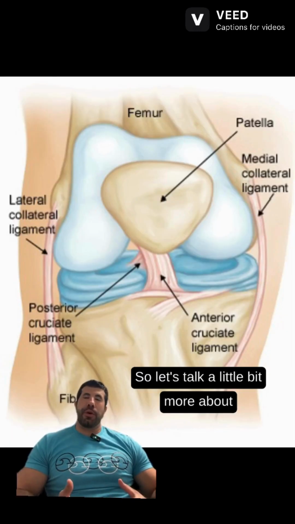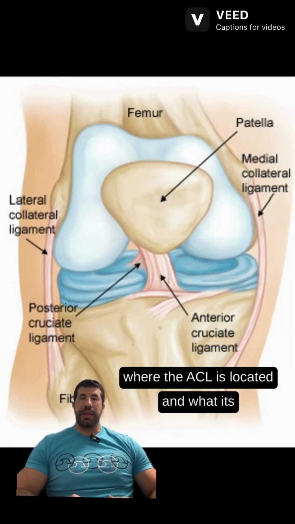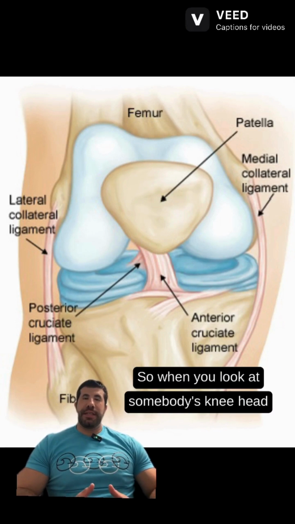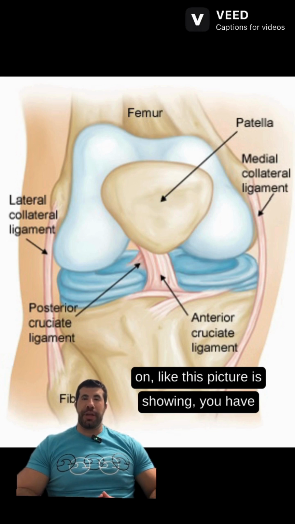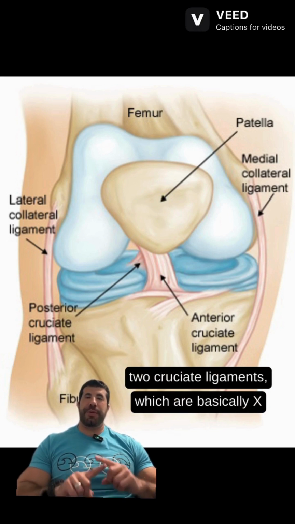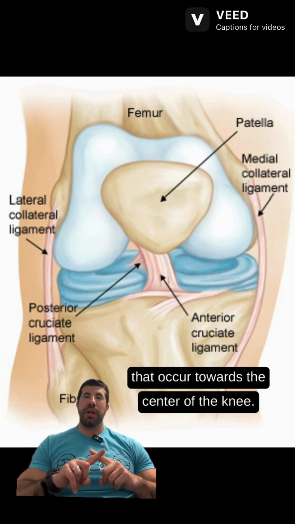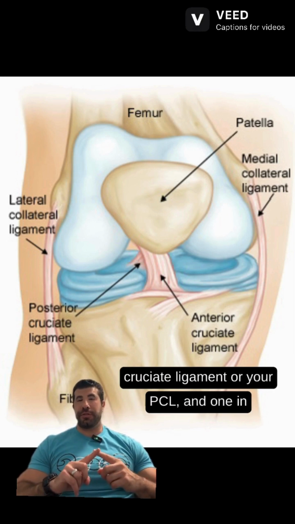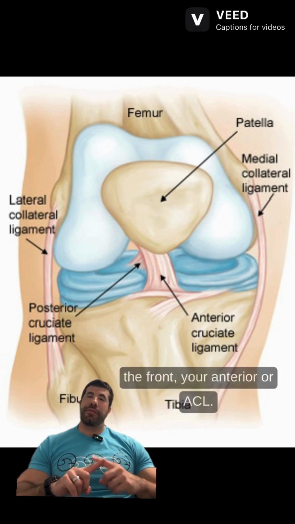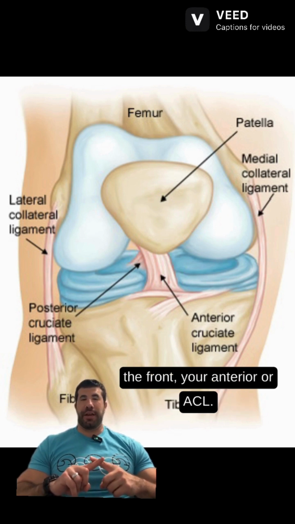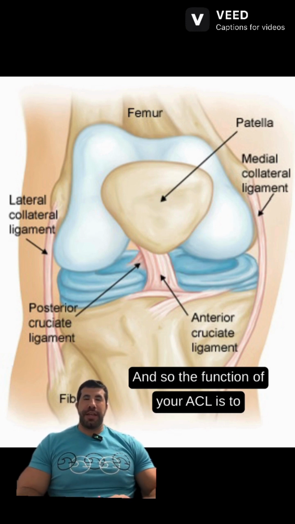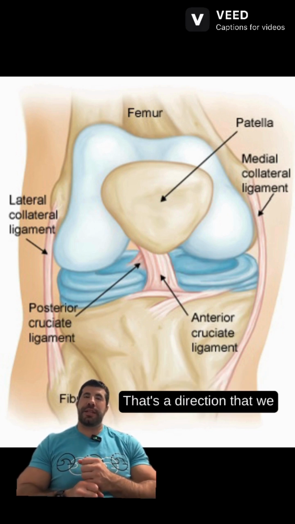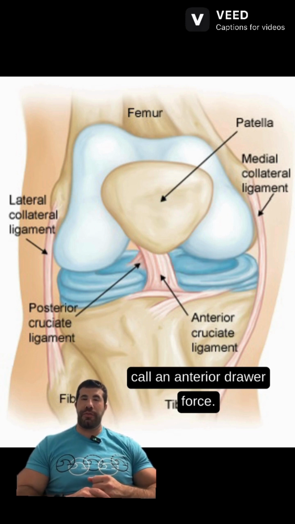Let's talk a little bit more about where the ACL is located and what its function is with regards to the knee. So when you look at somebody's knee head on, like this picture is showing, you have two cruciate ligaments, which are basically X ligaments that occur towards the center of the knee. You have one in the back, your posterior cruciate ligament or your PCL, and one in the front, your anterior or ACL. And so the function of your ACL is to resist your shin, your tibia, from coming forward. That's a direction that we call an anterior drawer force.